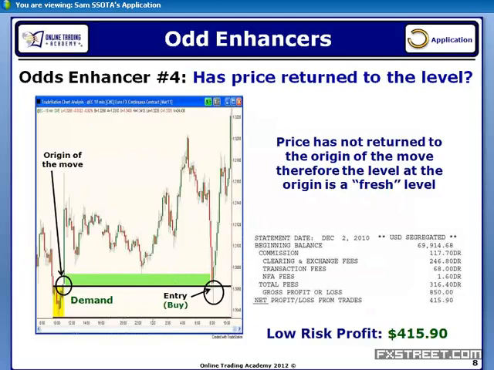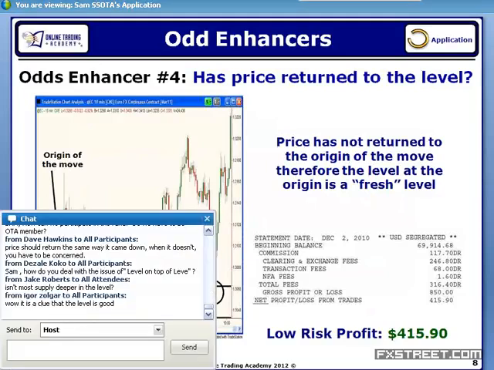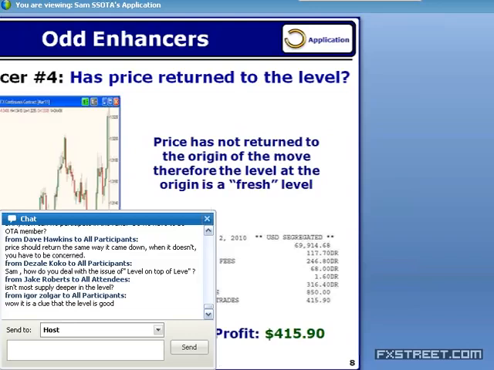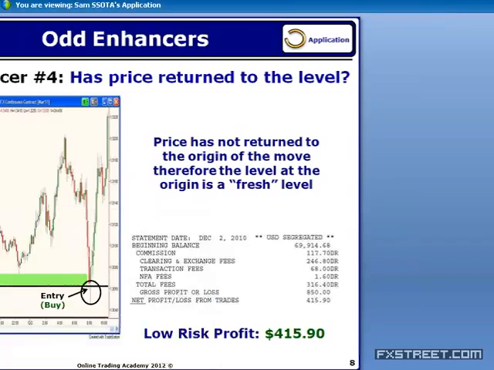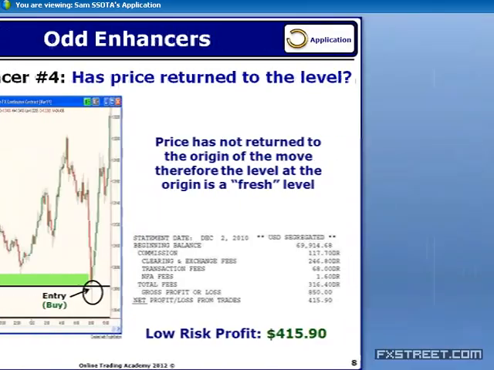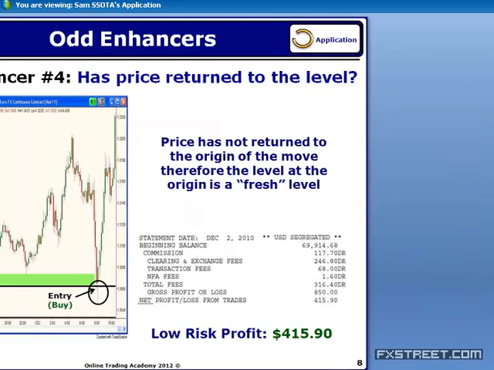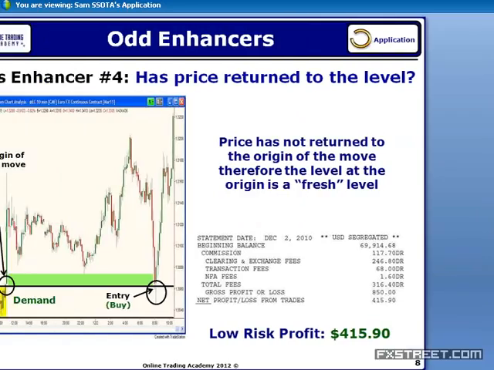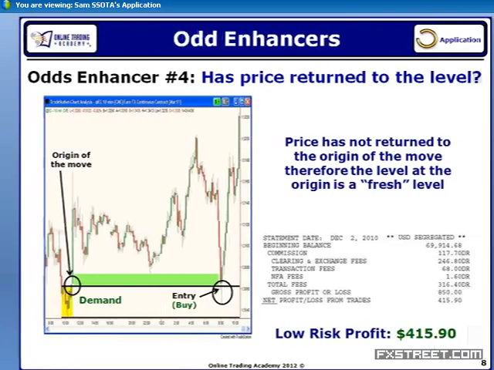Okay, I'm looking at the chat here. Yeah, level on top of level. We've talked about that one before. I don't have that in the list to go over today, but that's certainly a key odds enhancer. Definitely helps increase the odds.